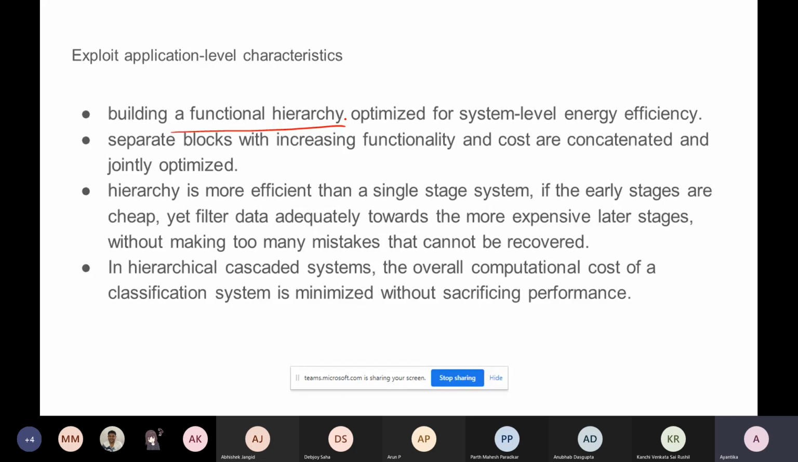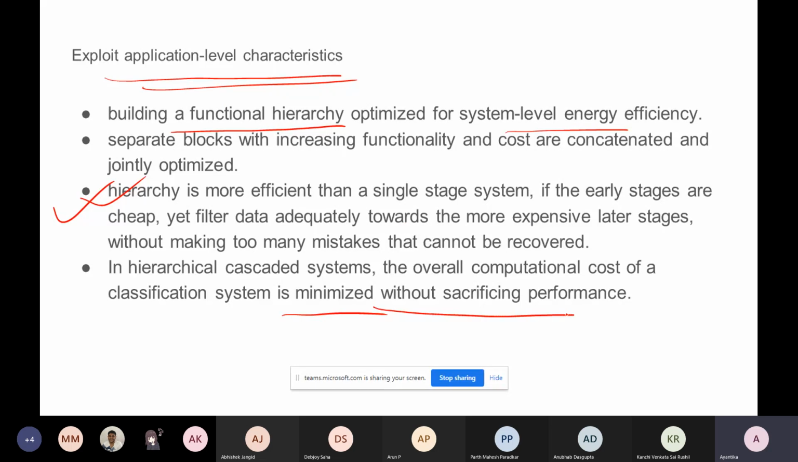So we are talking about exploiting application level characteristics. How are we doing that? We are doing that by building a functional hierarchy optimized for system level energy efficiency. Separate blocks with increasing functionality and cost are concatenated. A hierarchy is more efficient than a single stage system. We will see with some experimental results. And in hierarchical cascaded systems, the overall computation cost of a classification is minimized without sacrificing performance.